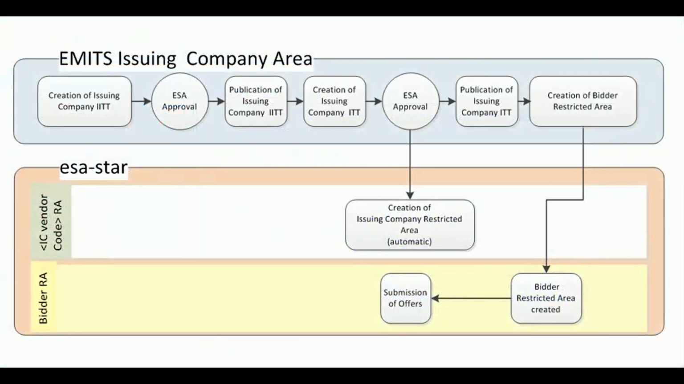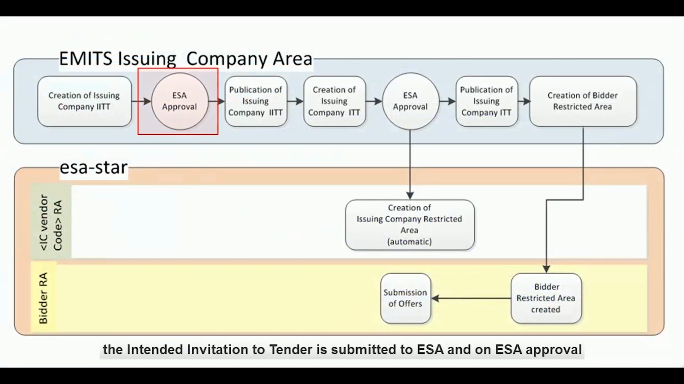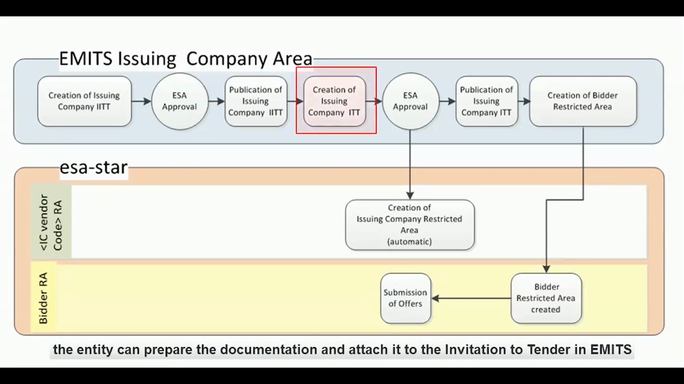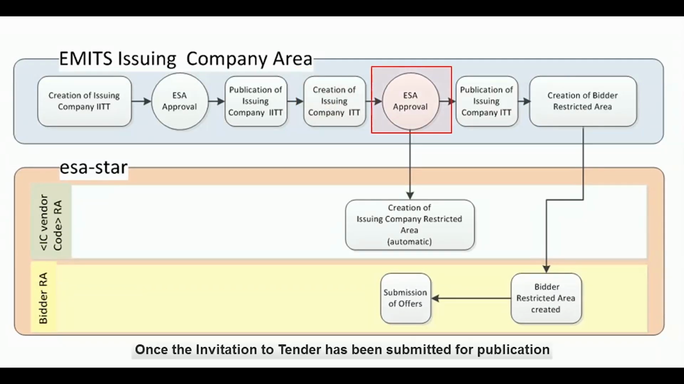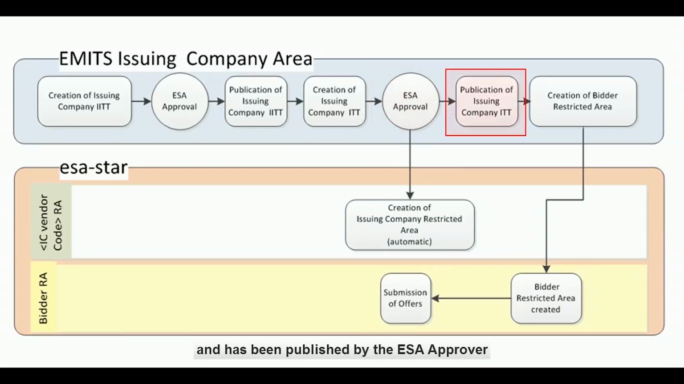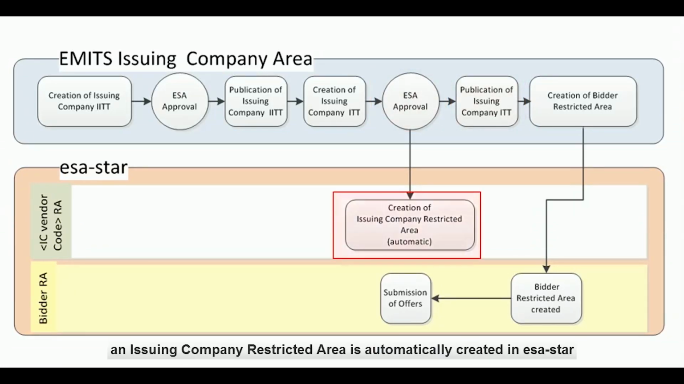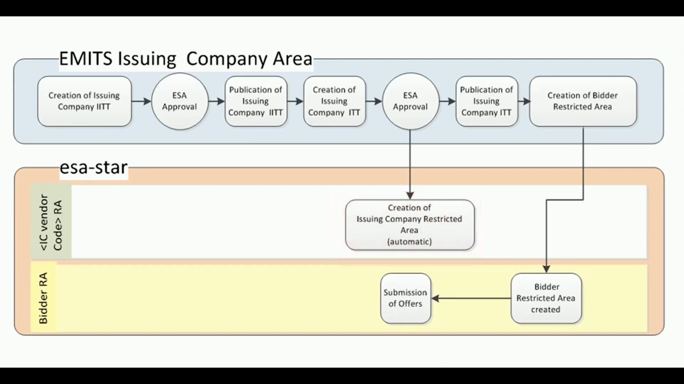At this step, the intended invitation to tender is submitted to ESA, and on ESA approval, the entity can prepare the documentation and attach it to the invitation to tender in EMITS. Once the invitation to tender has been submitted for publication and has been published by the ESA approver, an issuing company restricted area is automatically created in ESA STAR.